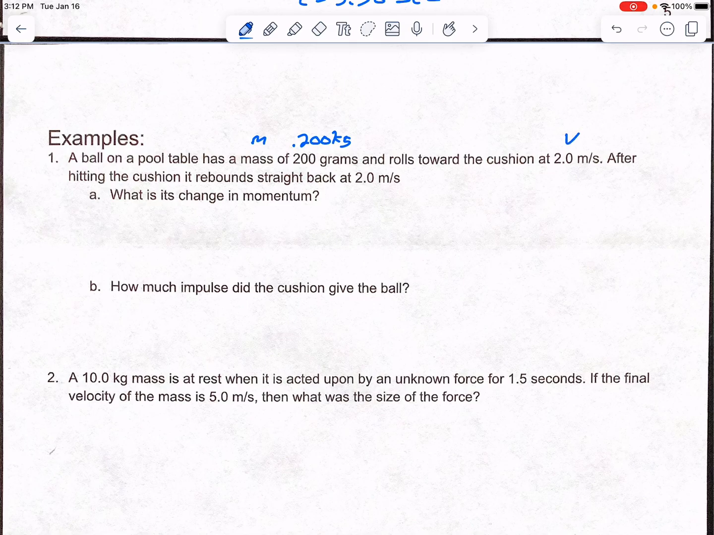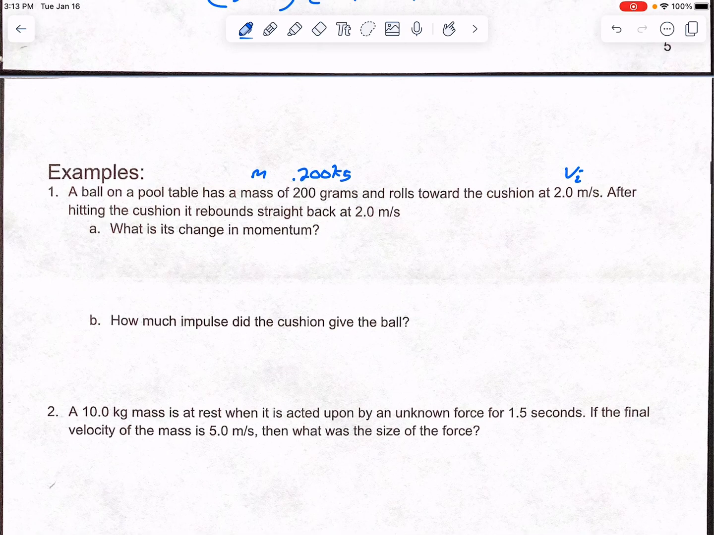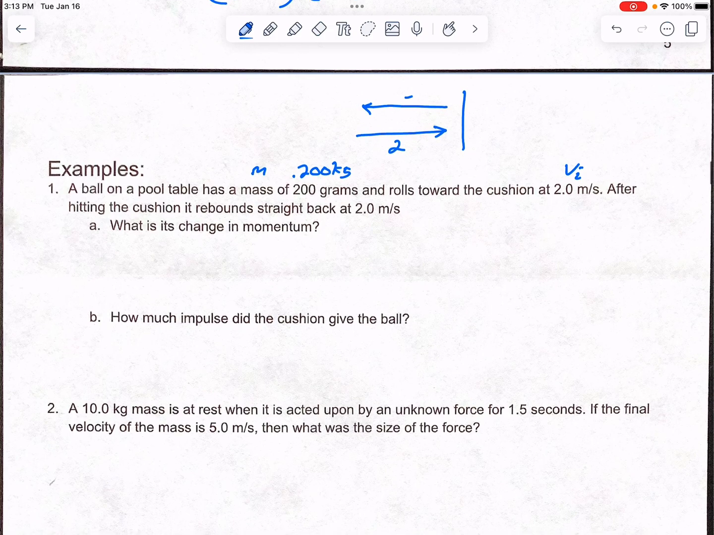Okay, after hitting the cushion, it rebounds straight back at 2 meters per second. So this is my VI. Now it's coming backwards, so you've got to really be careful with direction again. You have a ball going in, it's going to hit the cushion, and it's going to come back at 2. So it comes in at 2, goes back at 2, but we're going to make that a -2 because they're going in opposite directions.